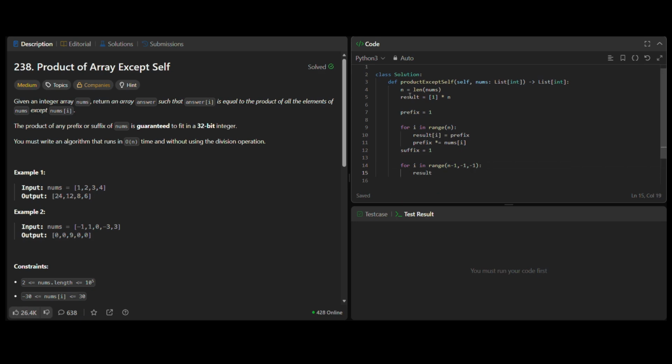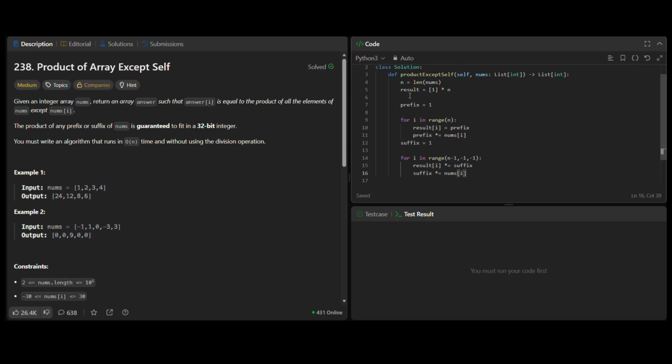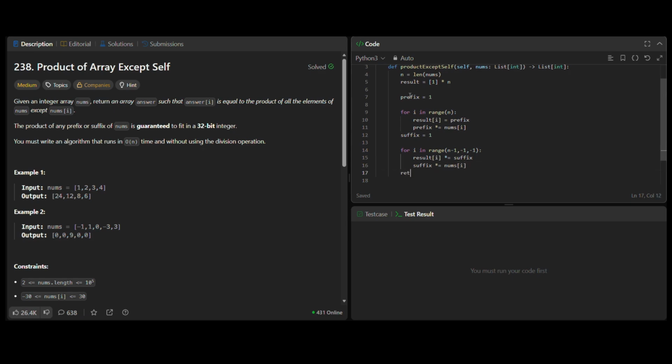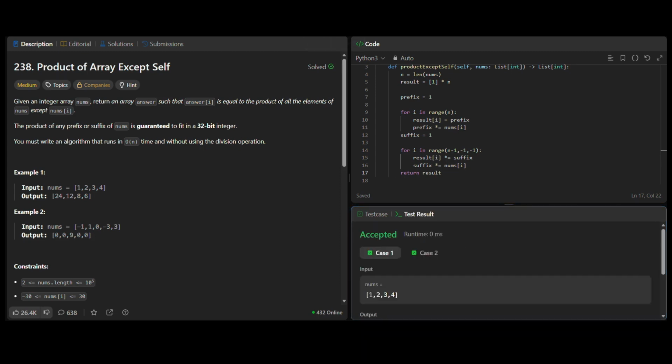Now I have to multiply all the values that I already had as a left product with the suffix, and now I have to update the suffix, suffix multiply equals nums of i, and that must work. Let's see the result. Perfect.